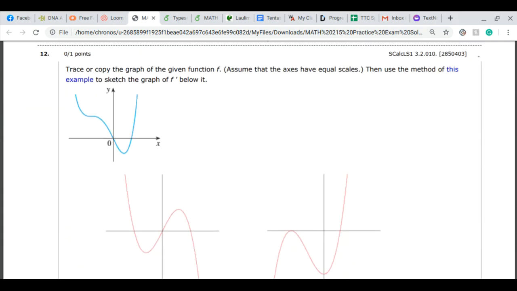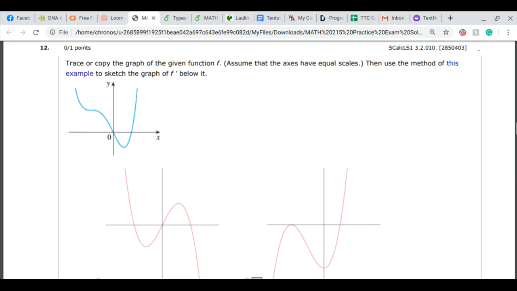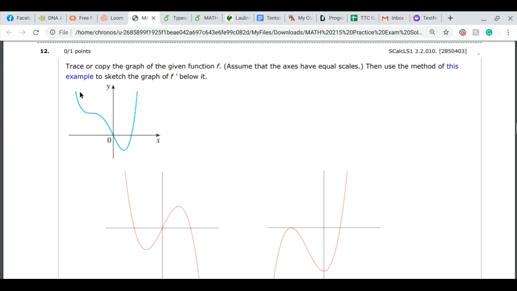Trace or copy the graph of the given function f. Assume that axes have equal scales. Then use the method of this example to sketch the graph of f prime below it. So here, same thing. What's going on? F prime starts negative, ends up being positive.